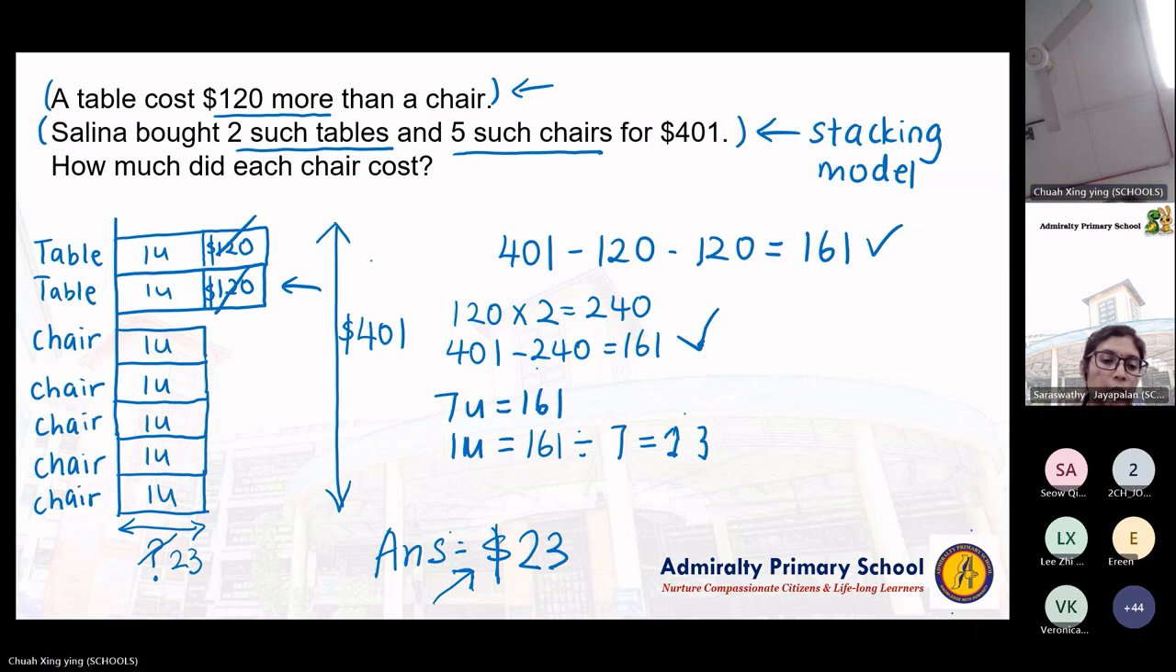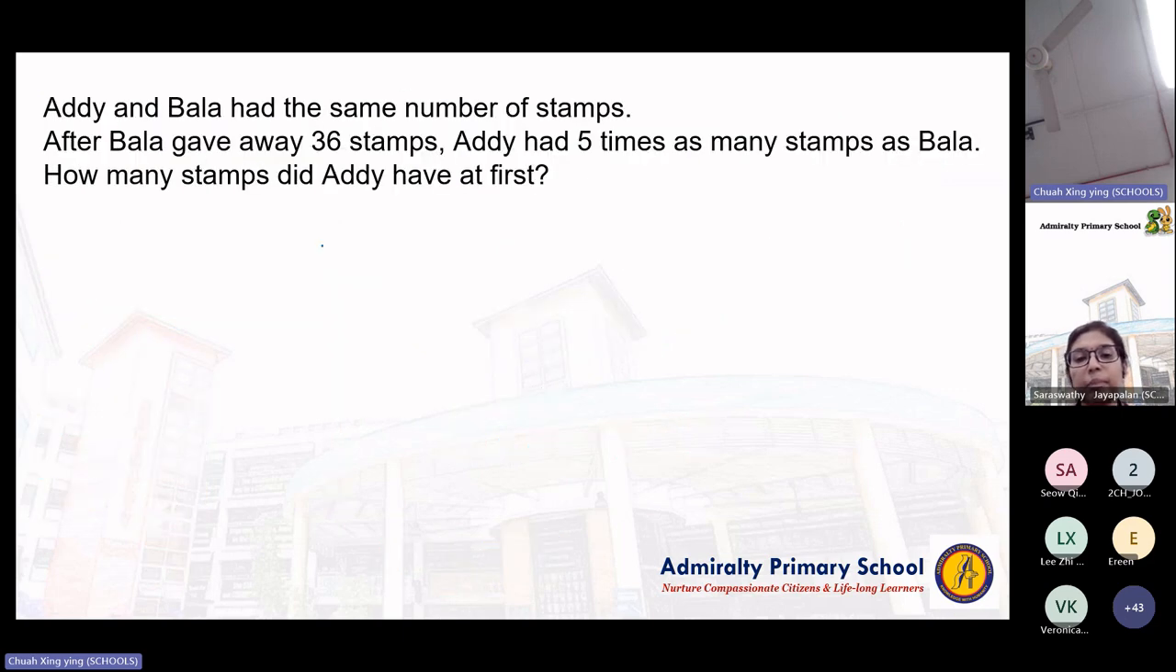Okay, let me check the Padlet right now. I think all of you can also see the Padlet. Good job. Fantastic. Yep, none of you missed out the dollar sign. Very good job. Yes. Now let's move on to the last question of the day.